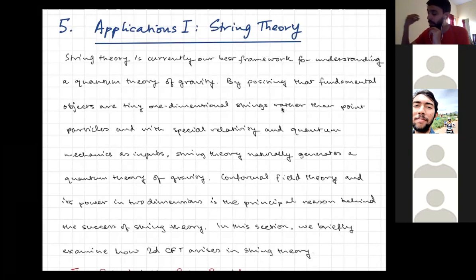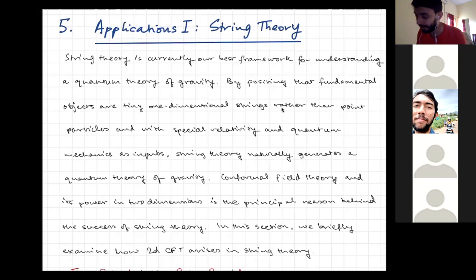What we do is we are going to posit that the fundamental objects are actually not points, but tiny one-dimensional strings. And what we will do is we will input the special theory of relativity and quantum mechanics into the game. And what we'll get as output is a quantum mechanical theory of GR. So the quantum theory of gravity is what we'll get out of it.